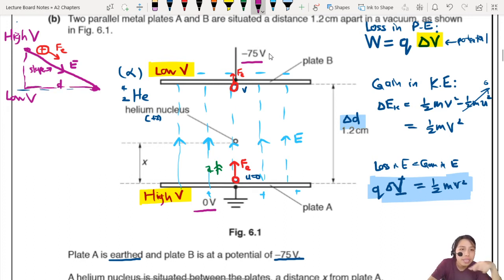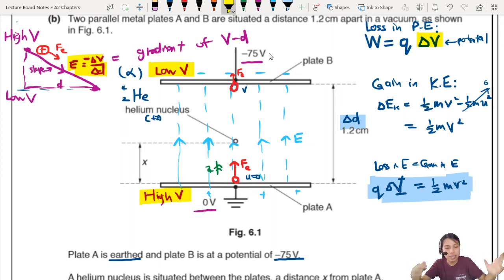So, moral of the story, this E is related to the idea of gradient and slope. Delta V over delta D, also known as the gradient of the potential over a certain distance. Also there's a negative sign. Why negative sign? It means I roll down the slope instead of rolling up the slope. Okay, so just think of this image. You're rolling down slopes from high potential to low potential. And the steepness or the gradient of that slope is what we call electric field strength.